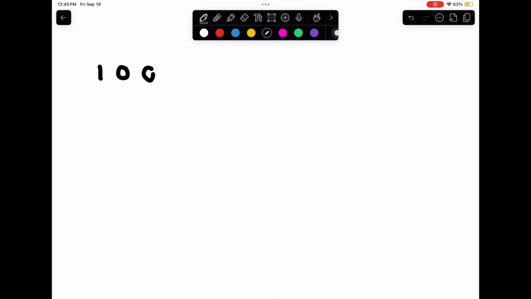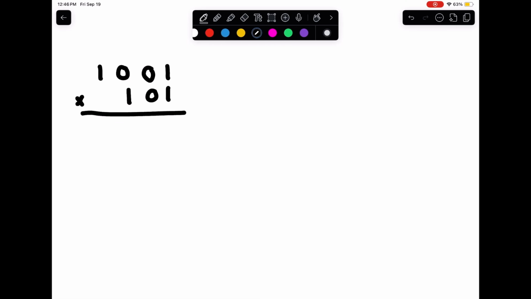So this is the number we're going to be multiplying in the binary system today. We're going to have 1001 times 101. Now we're going to just use our normal multiplication strategies for this, except it's actually going to be easier because we only have to multiply zeros and ones. So using what we already know, we can just get started and start multiplying through.